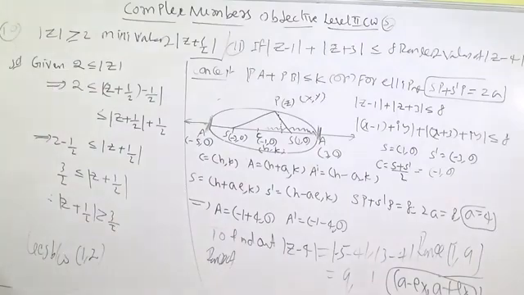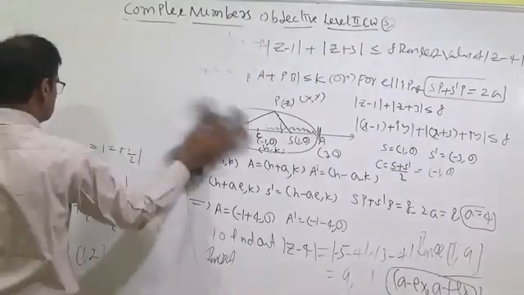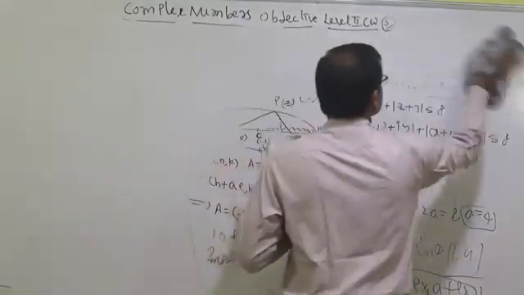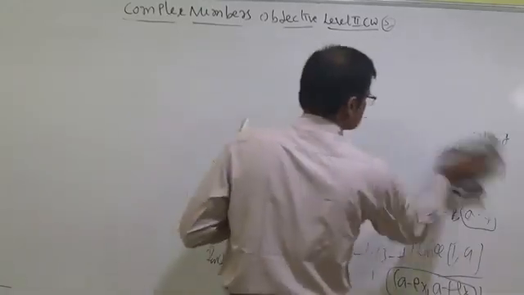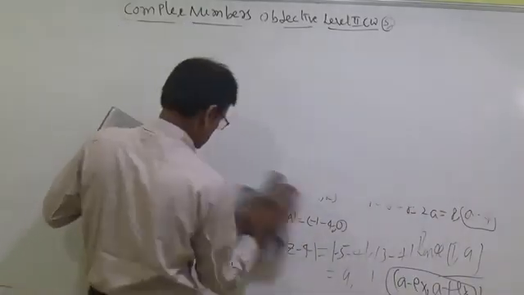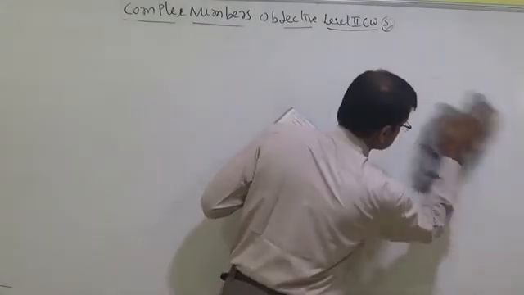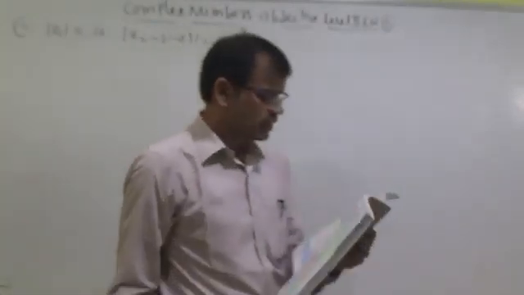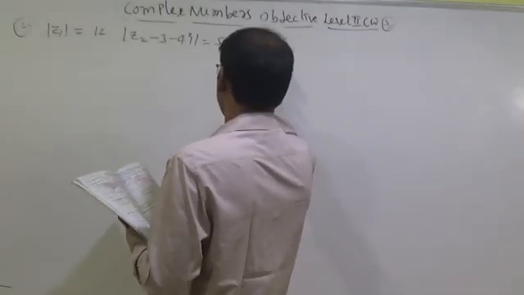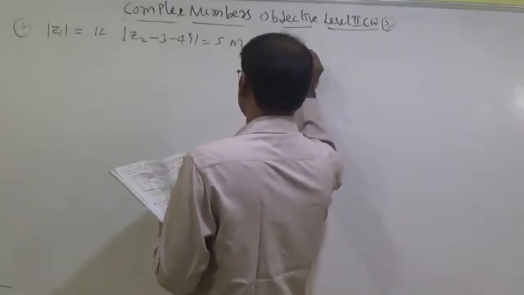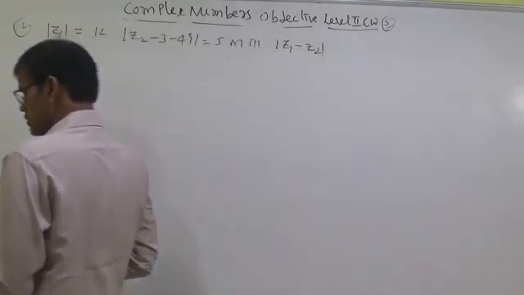Now 12th question. Complex numbers. For all complex numbers z1 comma z2 such that modulus of z1 is equal to 12, modulus of z2 minus 3 minus 4i is equal to 5. Then minimum value of z1 minus z2. Minimum value of modulus of z1 minus z2.